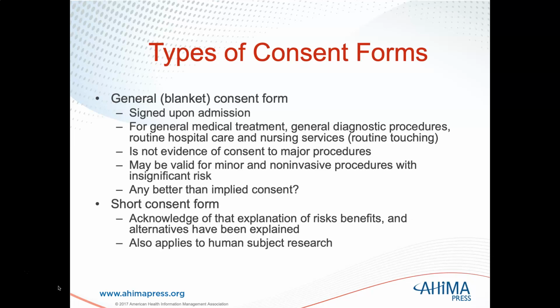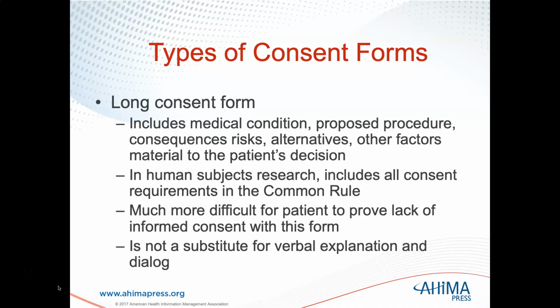And then these are types of consent forms. There's a general blanket consent to treat consent form that's signed at admission. And then there's shorter forms. An example was the human subject research. So the long consent form, a lot of times it's used with surgeries because it goes through the risks, benefits, and alternatives. It's a lot more difficult for the patient to prove lack of informed consent with this form. But it takes a lot of time not only to design these forms, but also for the provider to go through with the patient and make sure everything is covered.